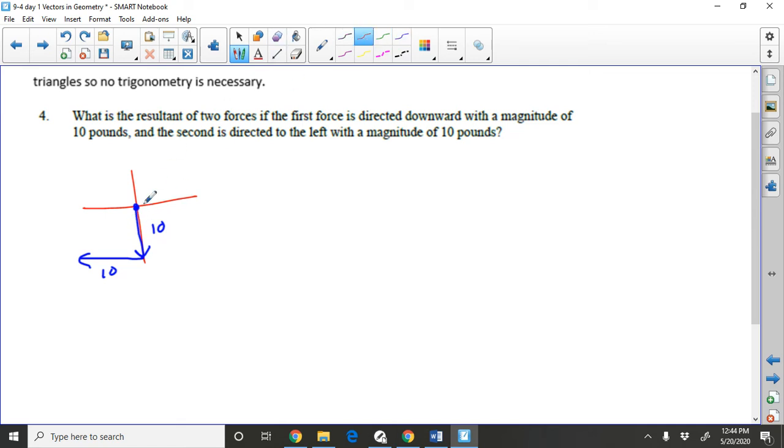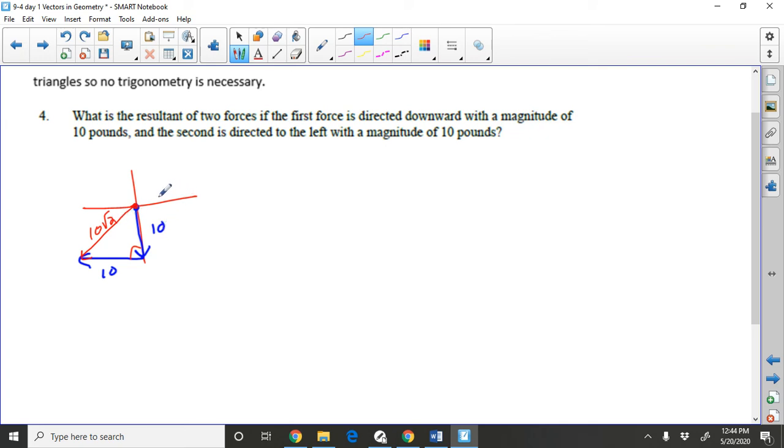What I want to do is find the resultant. The resultant starts at the origin and goes to the final point. You go from your first point of your first vector to the last point of your last vector. We need to find the length of that vector, the magnitude of it. Well, this is a 45, 45, 90. The legs are both 10, so the hypotenuse is 10 square root of 2.